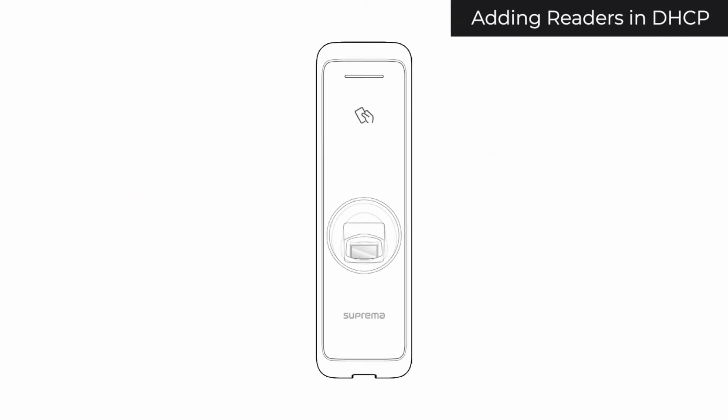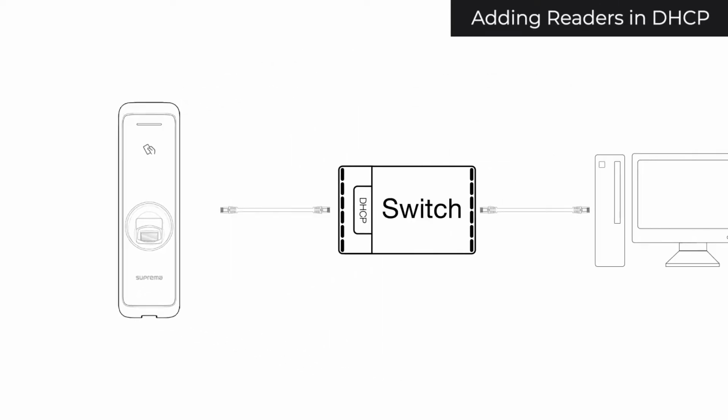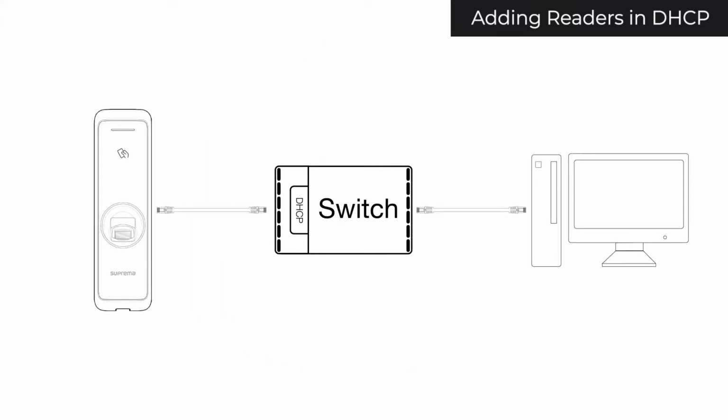All Suprema readers are in DHCP mode out of the box. If your server and device are connected to the same DHCP-enabled switch, have the same subnet settings which they receive from your switch, and there are no firewalls or antivirus software blocking your connection, your new device will show up in BioStar. If your device is not new, and none of the steps in the first video worked, you will want to manually reset it.